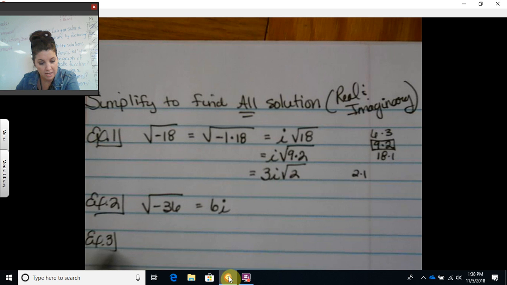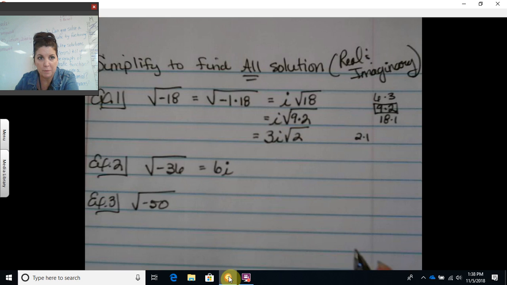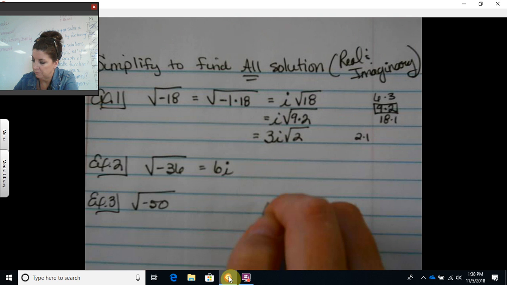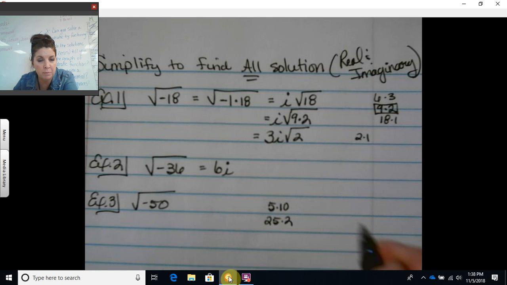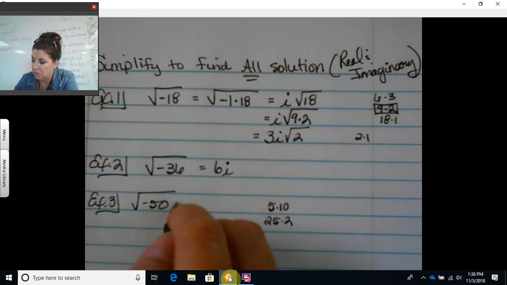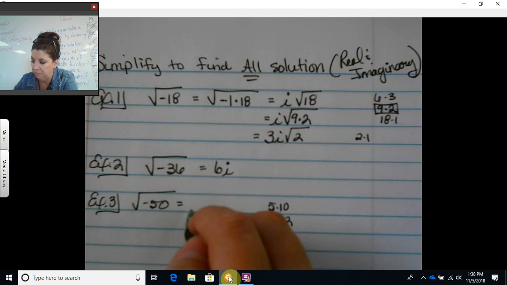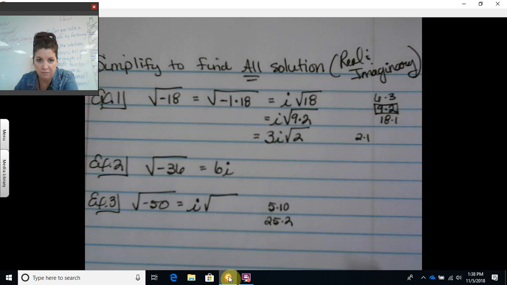Example 3. Square root of negative 50. What are my factors I could multiply together to get 50? 5 and 10, 25 and 2, 50 and 1, but that doesn't help us. Do either of those have a perfect square factor? 25 and 2, right? So could I change that? I'm going to go ahead and take the square root of the negative, which is an i, and I'll replace 50 with its factors of 25 and 2.